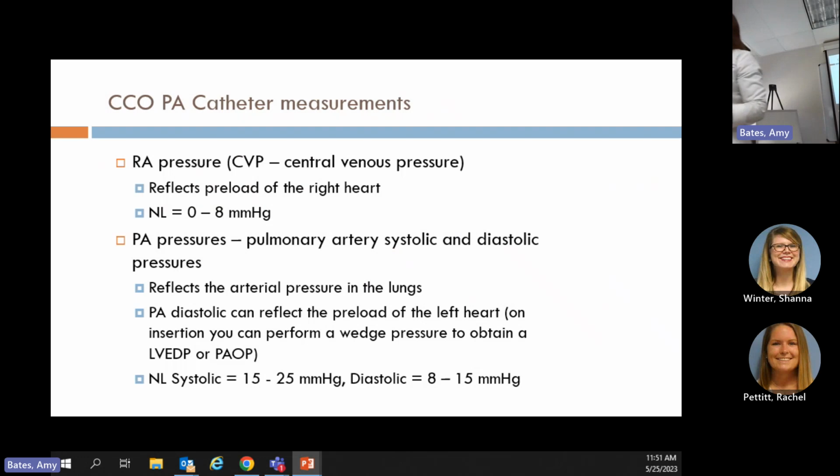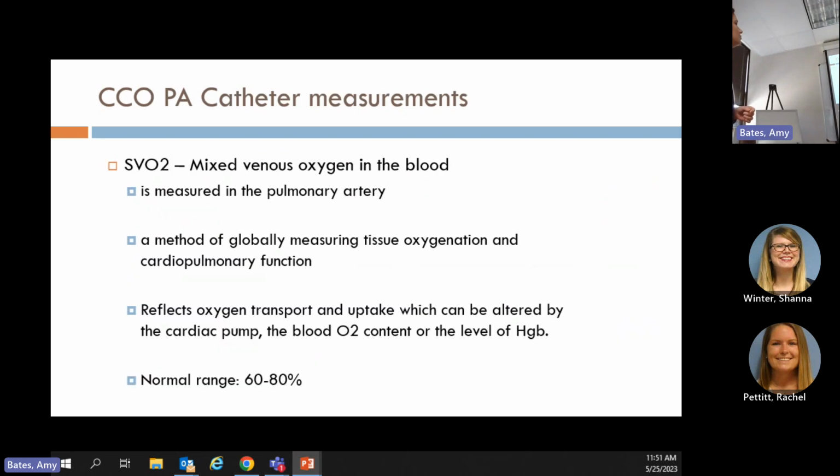Our continuous cardiac output monitor also gives us what we call an SVO2, which is a mixed venous oxygen in the blood. So it can also tell you what's happening with your patient as far as, are the tissues extracting the oxygen that they need?